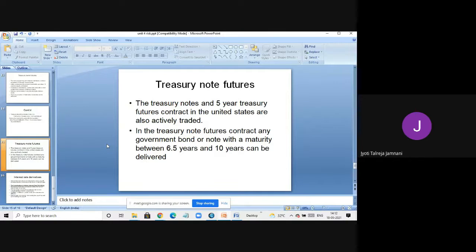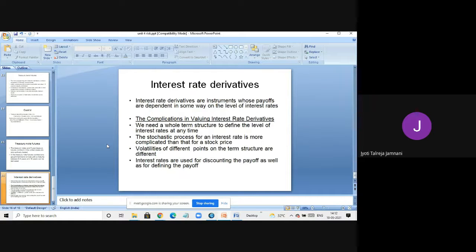Okay, the time period. Otherwise, both are government bonds or notes. The name bond or note is one and the same. Both are government securities in which we can buy futures contracts.